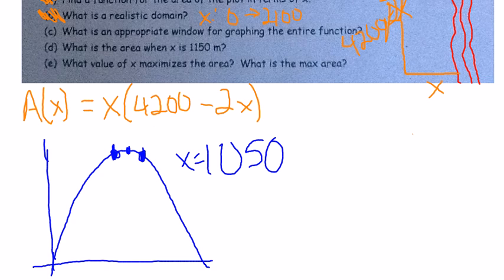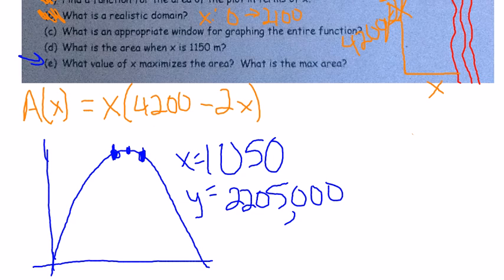So I'm actually entering E right now. We'll go back to D. So my x value that maximizes the area is 1050, and then the y value, which is the maximum area for that, comes out to be 2205 with 3 zeros on it. So I'll have my commas. So that's about 2.2 million-ish. So it's really close to what we had in our table earlier. I'll go answer D lastly.